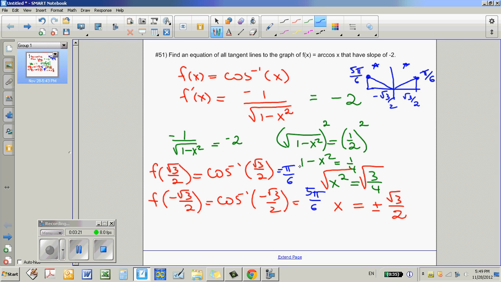So you have the x value, the y value, and then the slope is -2. So your two equations are going to be y minus pi over 6 is equal to -2 times x minus square root of 3 over 2, and y minus 5 pi over 6 is equal to -2 times x plus square root of 3 over 2.